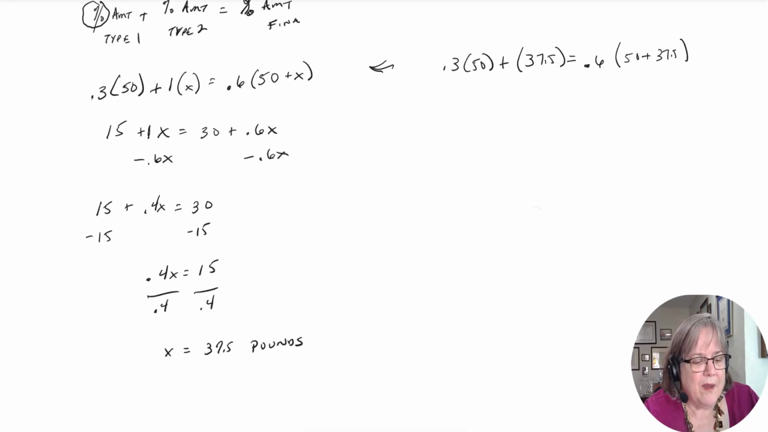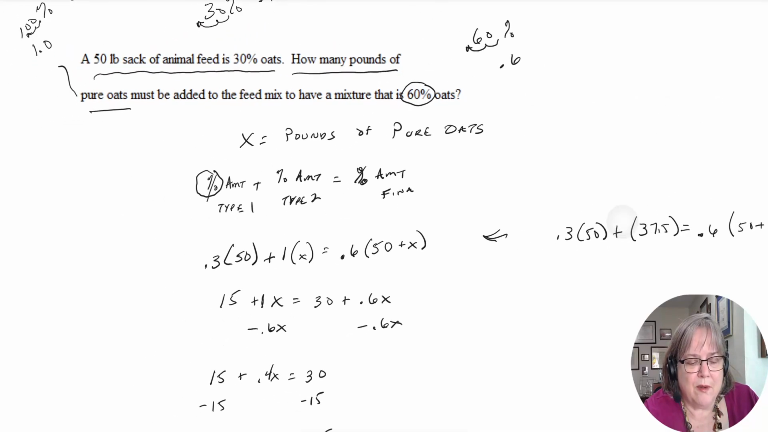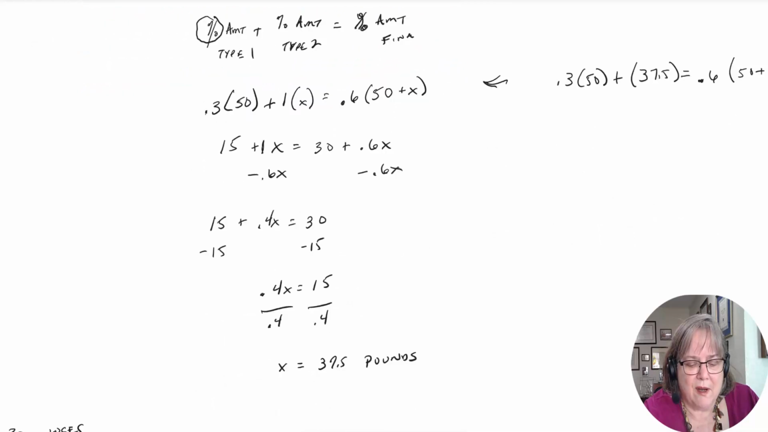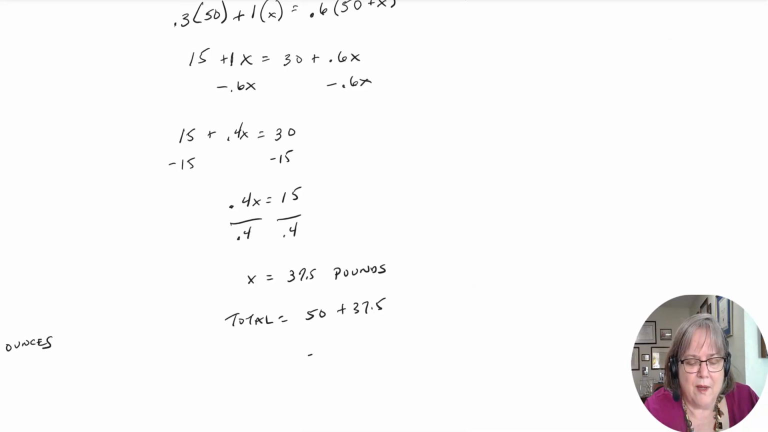All right. So what was my question? Let's go back up here and check. How many pounds of pure oats must be added to the mixture? 37.5. If they had asked you how many pounds of total feed you now have, so you can see how long it's going to last, then if they wanted the total, you would have your 50 plus your 37.5, and this would be 87.5 pounds, if they wanted to know how many pounds of feed you have now.